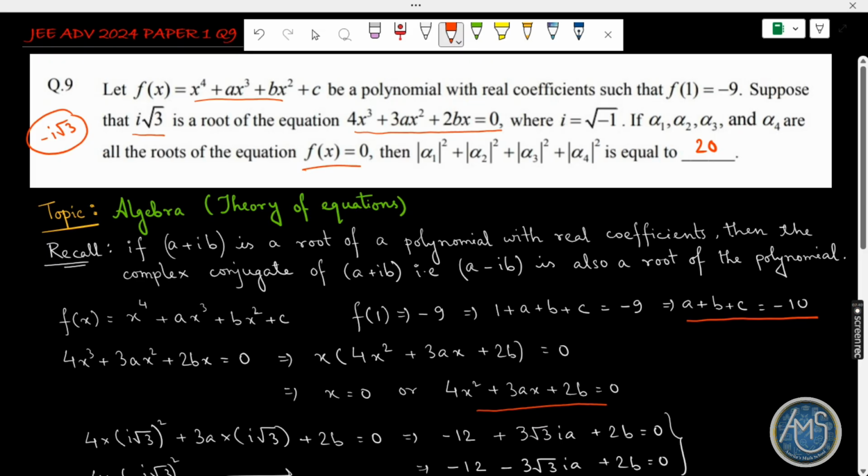So to solve this question, we need to know just how to find the middle term, how to solve the equation, and one important thing: if we have a complex root of a polynomial, then its complex conjugate is also a root of that polynomial.